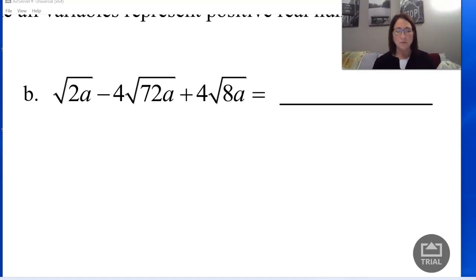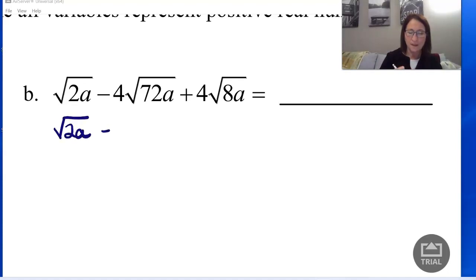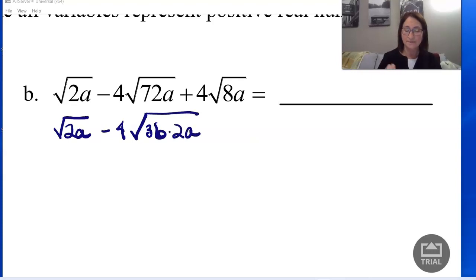Okay, so at first blush, it looks like I do not have like radicals, but I really do think I can reduce here. Okay, so I can't do anything with the square root of 2a. So let's just leave it. Now I've got 4, but I can take that 72 and I can break that down. I'm going to break it down to, let me see right here, 36 times 2 times a. That's really helpful. We'll keep going.